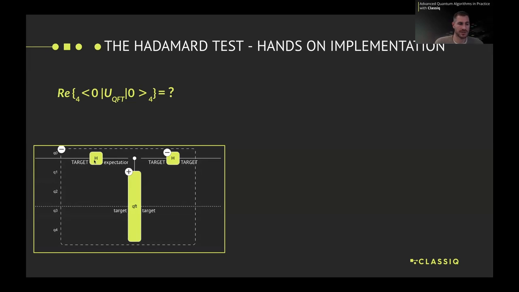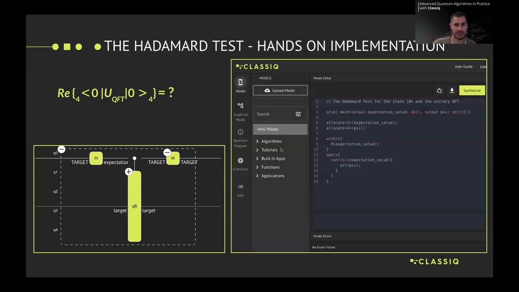Now, this is the final circuit that we expect to have. We want to have a Hadamard, then a controlled quantum Fourier transform, and then another Hadamard. And this is the code and how we'll do it. I will go quickly through the logic, and then we'll implement it together. First we initialize a qubit, which will be the expectation value. We initialize the quantum register psi that we will apply the QFT on.